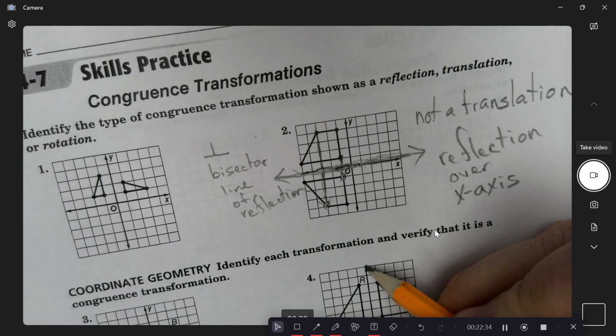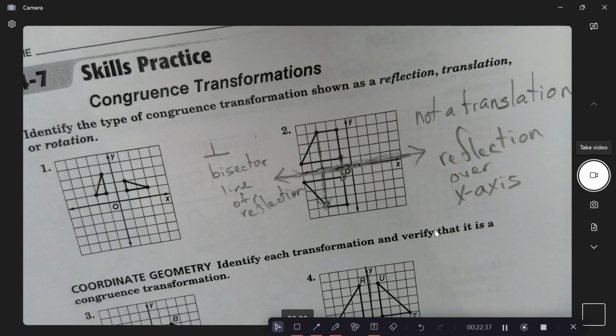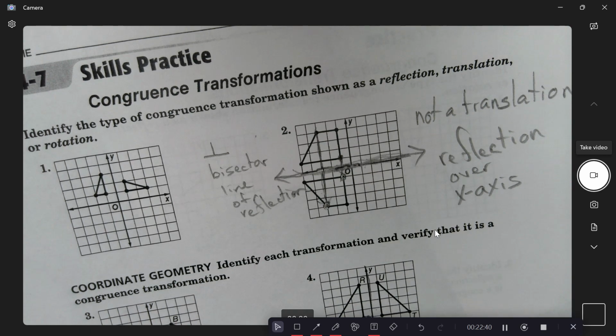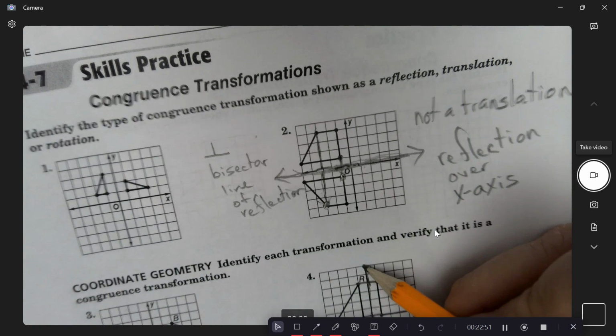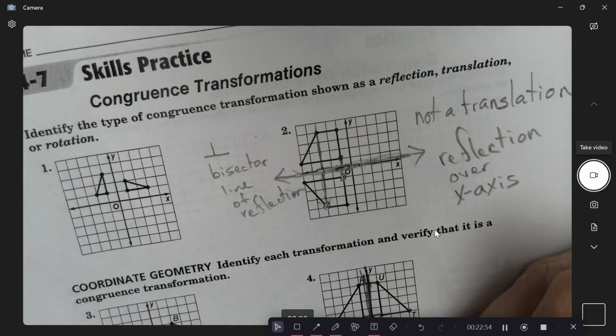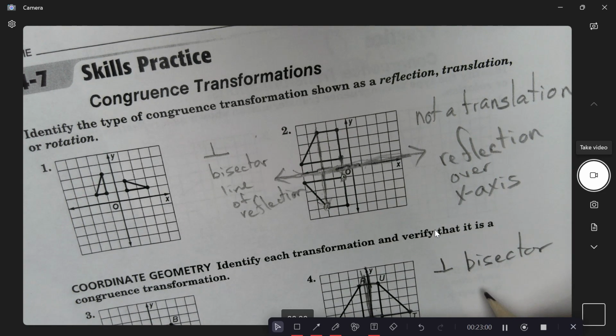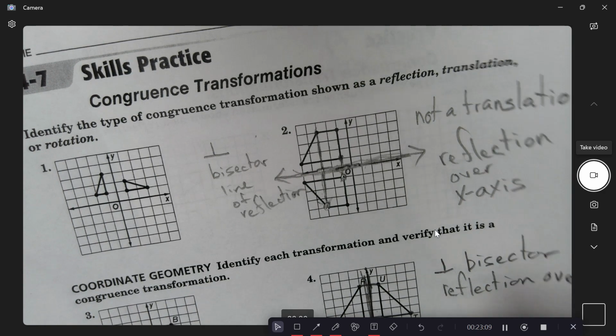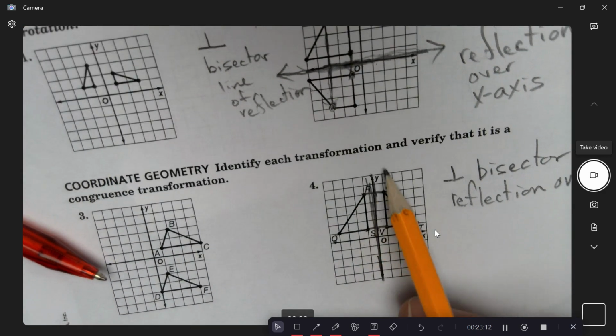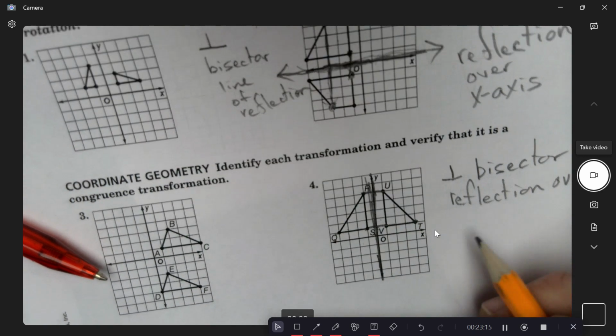You said 4 also, and I think that looks correct too, right? So we'd find our connect like S and V, connect R and U, find the perpendicular bisector and the perpendicular bisector of QT. And they're all the same thing. So by checking our perpendicular bisector, right, this we can prove is a reflection over what? This one? Over the y-axis.